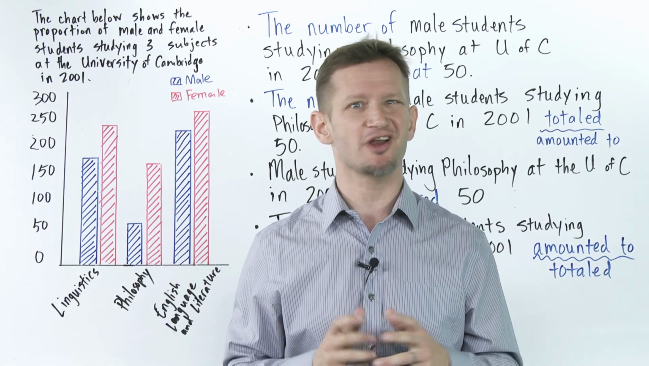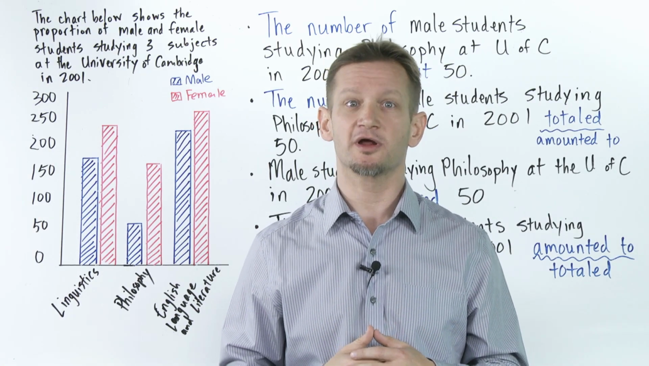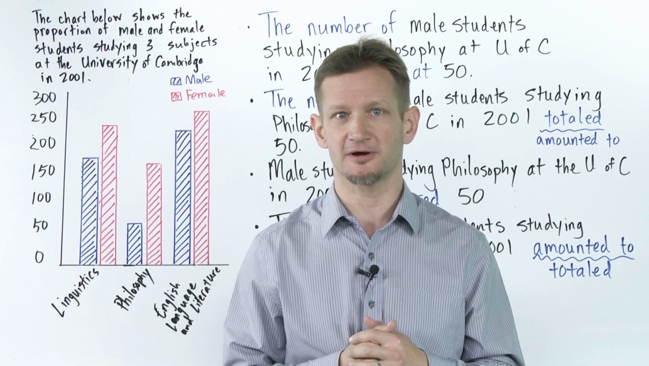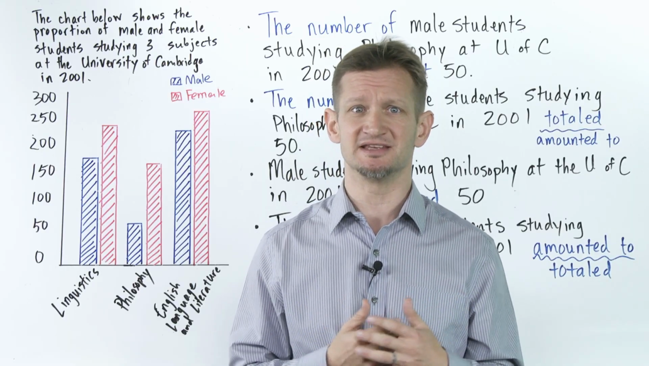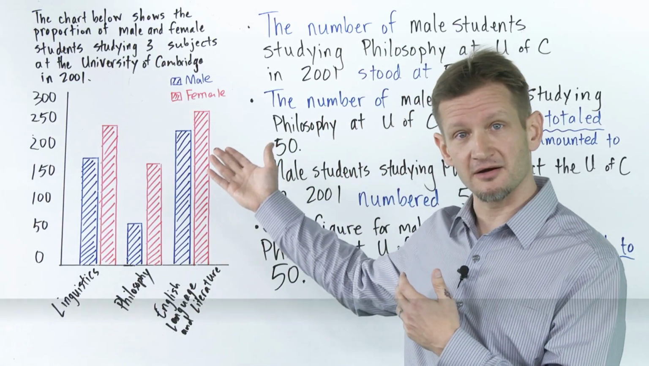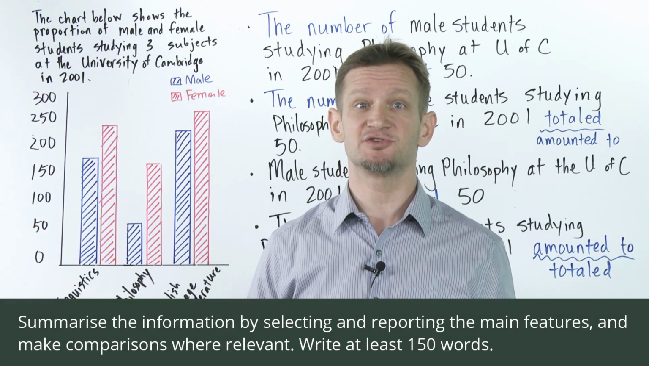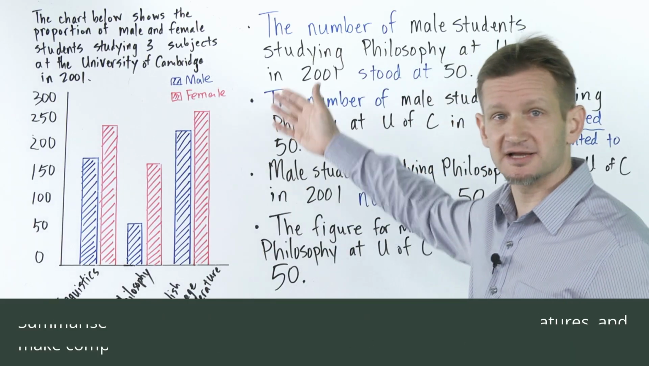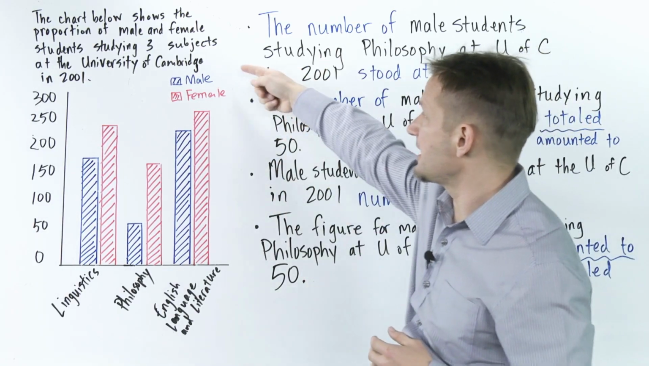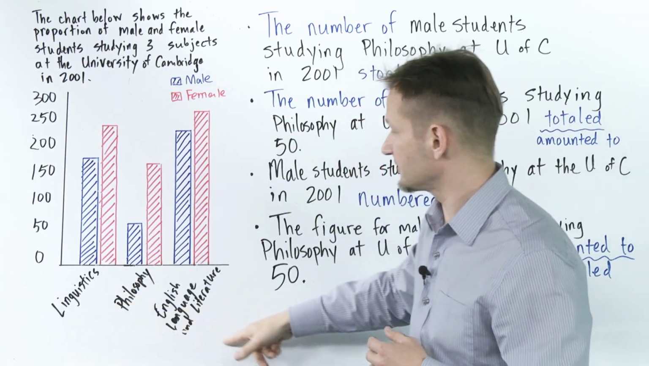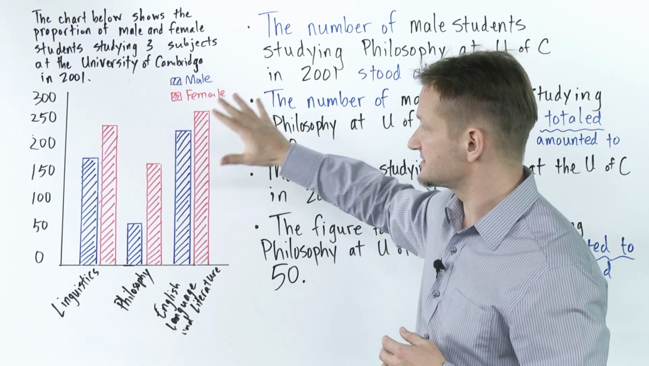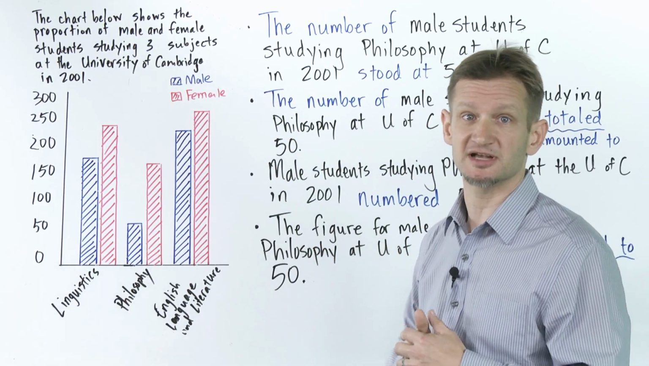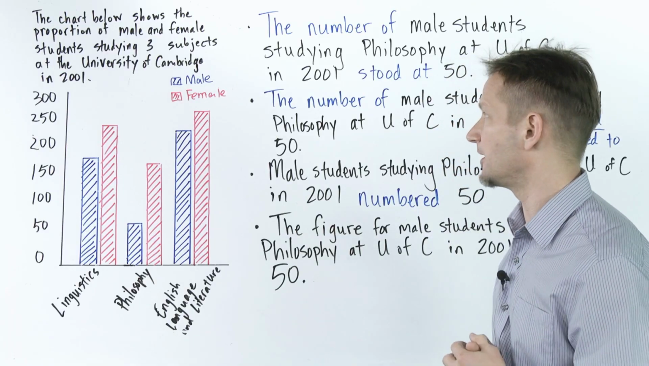Okay, so in today's video, we're not going to write an entire essay together. We're going to focus on vocabulary to help you describe the numbers and the data in the chart. So a typical question is, you're going to see a chart like this one right here, and the test is going to ask you to summarize the chart in at least 150 words. Okay, so our example chart here, we've got male and female, and we have three different subjects over here. So this chart describes the differences between men and women in different subjects at the University of Cambridge in 2001.